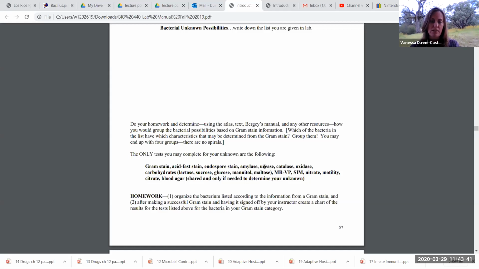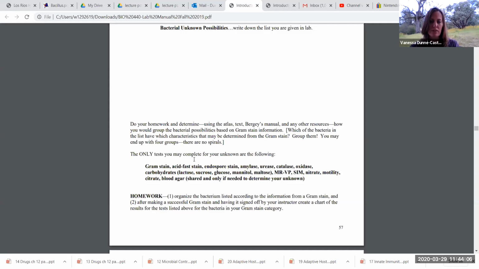Everything else: amylase, urease, catalase, oxidase, all of these different carbohydrates that you're testing for fermentation, MRVP, the SIM test, nitrate, motility, citrate, blood agar, and I think we also have the gelatin. Actually, I have gelatinase, even though it's not on this list. You can add it if you want to, the gelatin test. So all of those ones we've tested these organisms for. I have the results for you.